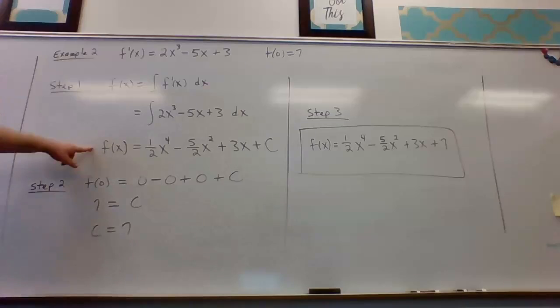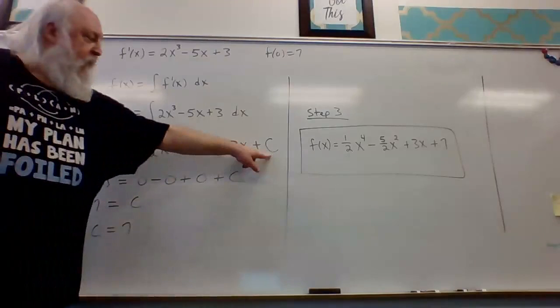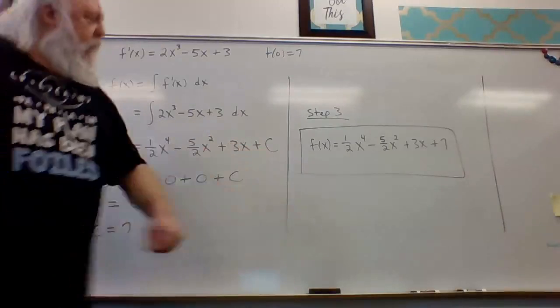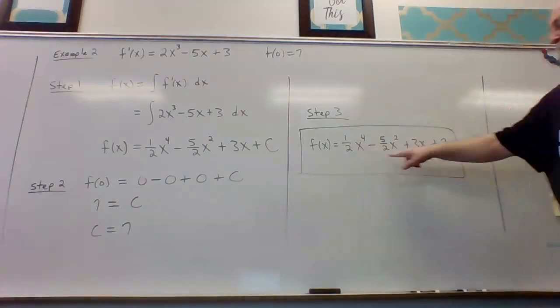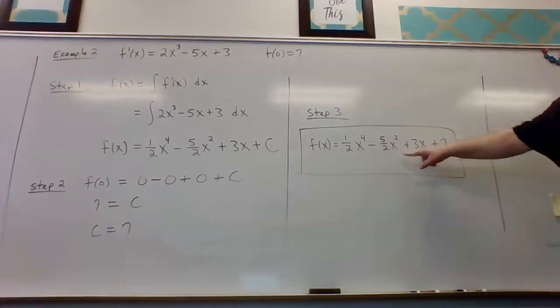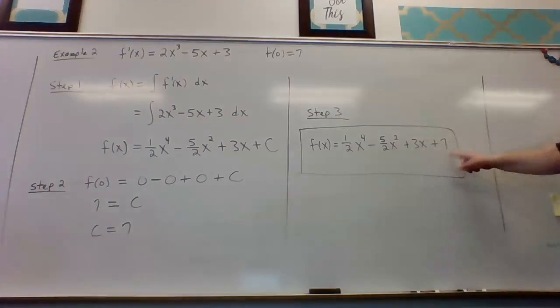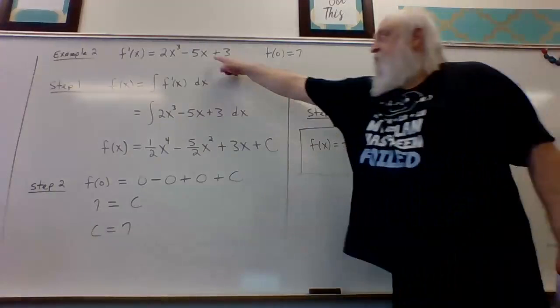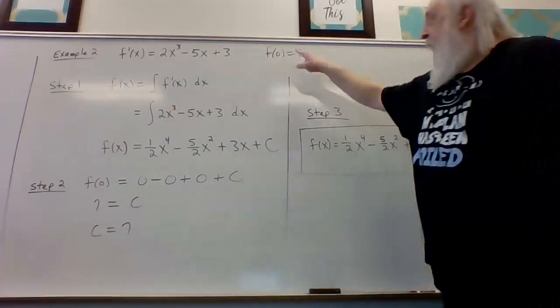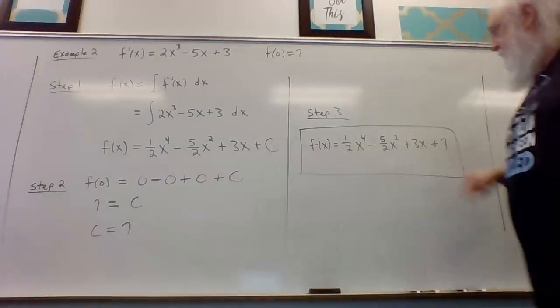And now to find the exact function f of x, I put in 7 for c here, and we have the function f of x is equal to 1/2 times x to the 4th minus 5/2 x squared plus 3x plus 7. So this is the function f of x that has this derivative up here, and at x equals 0, it's equal to 7.